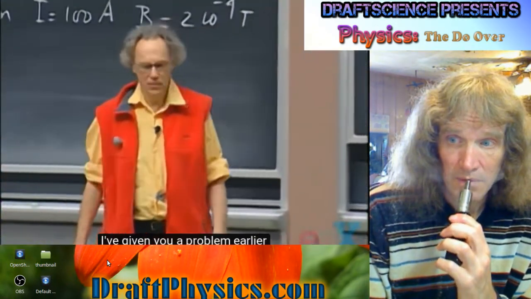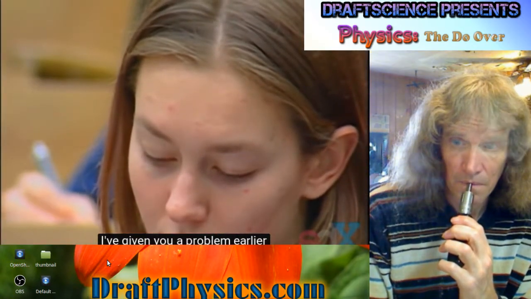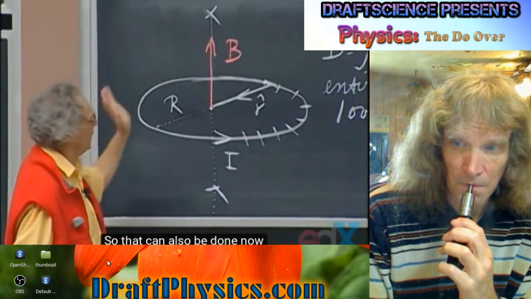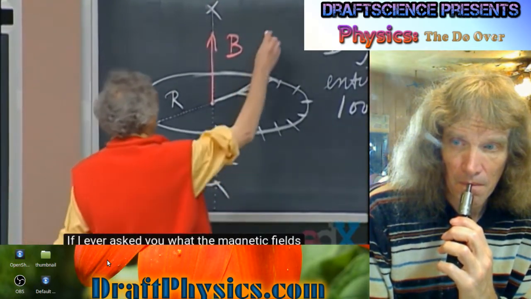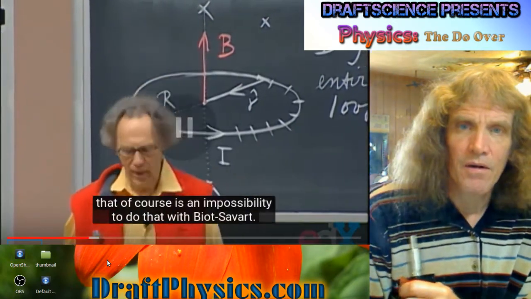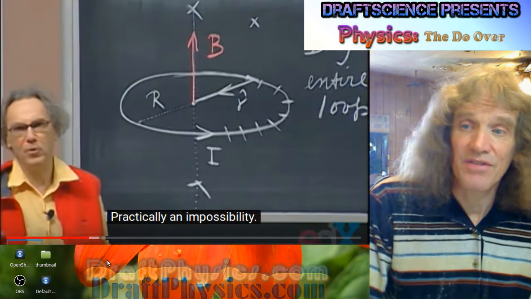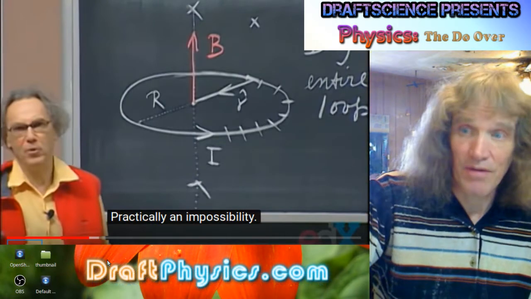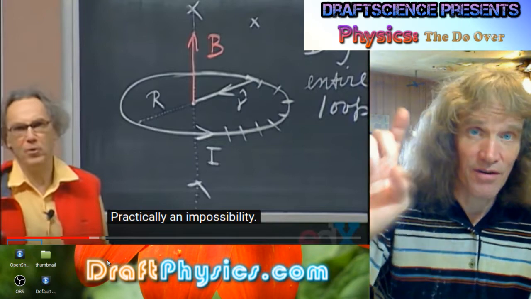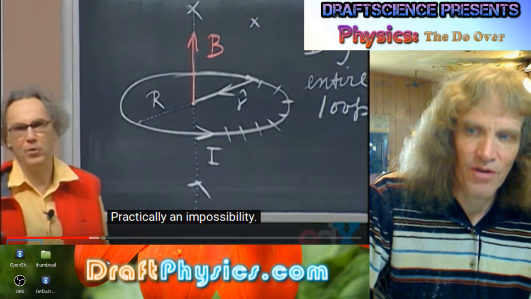You've done that. I've given you a problem earlier where we had point charges uniformly distributed on a wire, and I asked you what the electric field was here. So that can also be done now with magnetic fields. If I ever asked you what the magnetic field would be here, that of course is an impossibility. All this stuff with Biot-Savart, practically, it looks the same as when he's describing the electric field, and the only thing that really ever changes is that r squared versus r, but it's all the same thing.